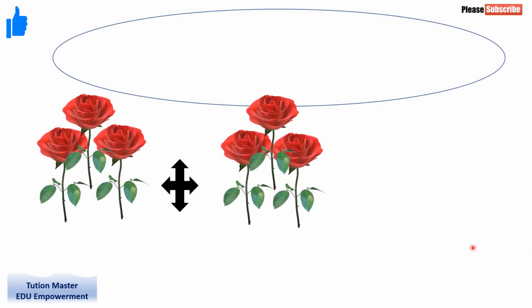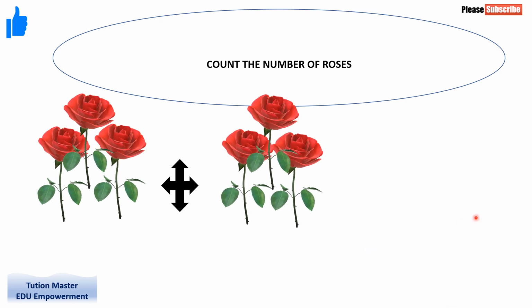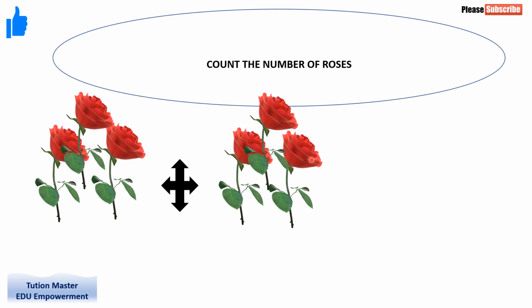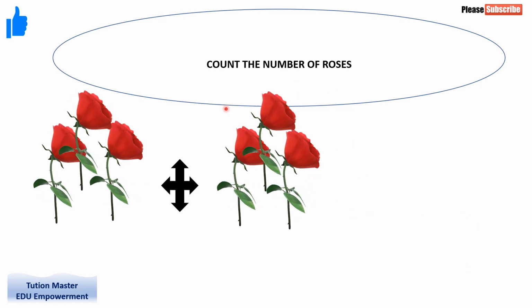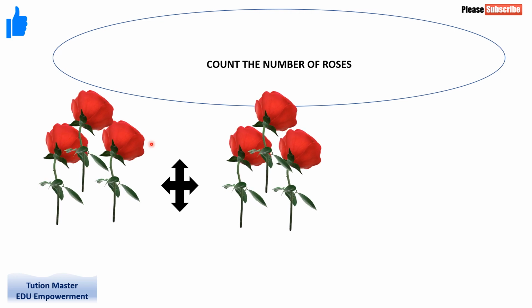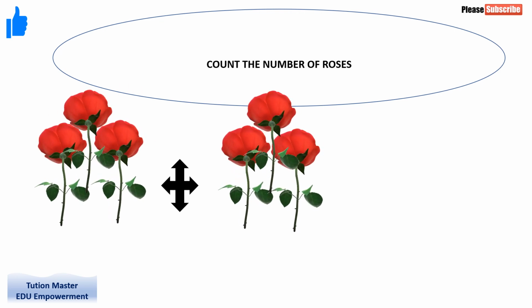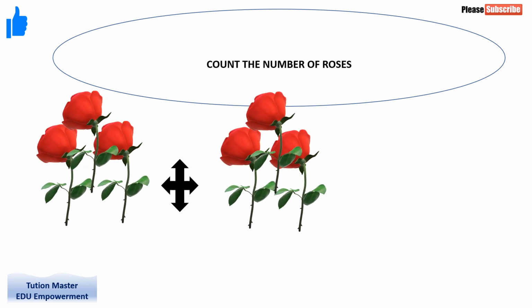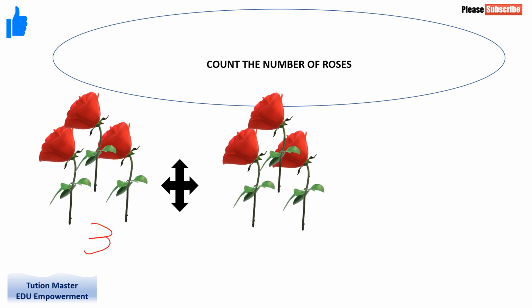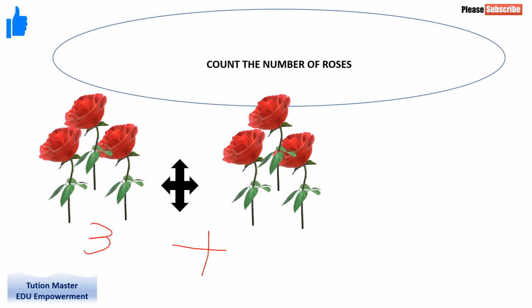So now see here. Now the witch with her magic. Oh, she's asking us to count the number of roses. Tell me now, how many roses are rotating? Now let us count again. 1, 2, and 3. Here, 1, 2, and 3. Right? So it is 3 roses over here plus 3 roses over here.